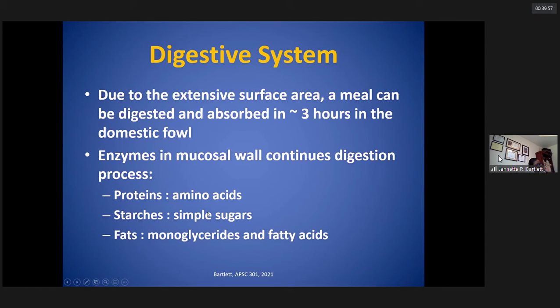And later on, when you do more advanced nutrition, this is not for this course, you'll know more about these amino acids, the sugars, and the fatty acids and all that. You'll learn a lot more about those later on. But these are the basic end products of digestion.